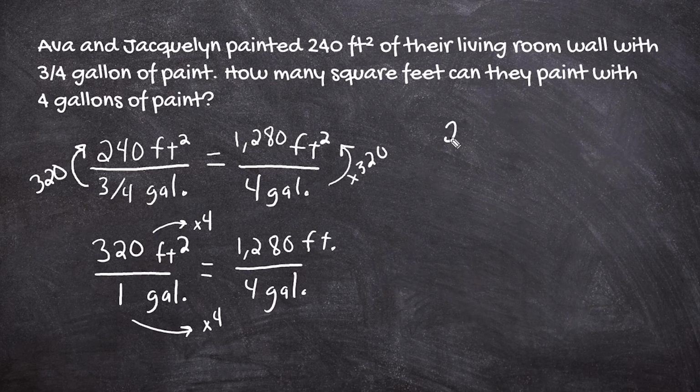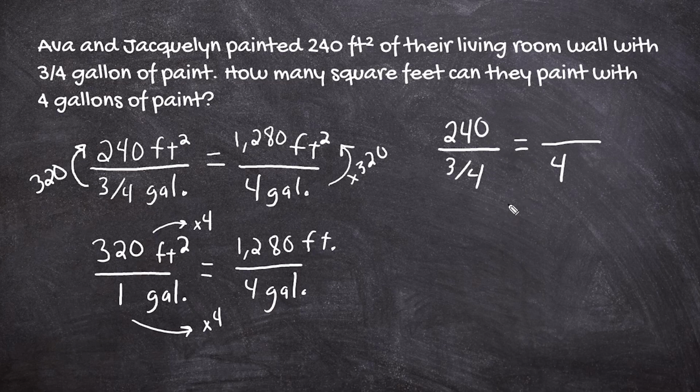All right, so let us go ahead and rewrite our proportion yet again. 240 square feet to 3/4 gallon of paint is equal to blank square feet over 4 gallons. Now, one thing that we should understand about equivalent rates or equivalent fractions is that when you cross multiply in either direction, you're going to end up getting the same product. So whatever number we have here multiplied by 3/4 is going to be equal to 4 times 240.